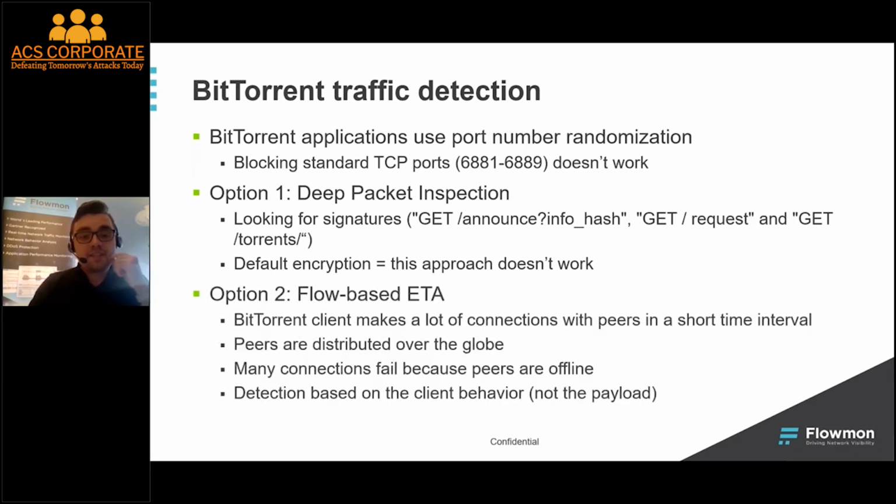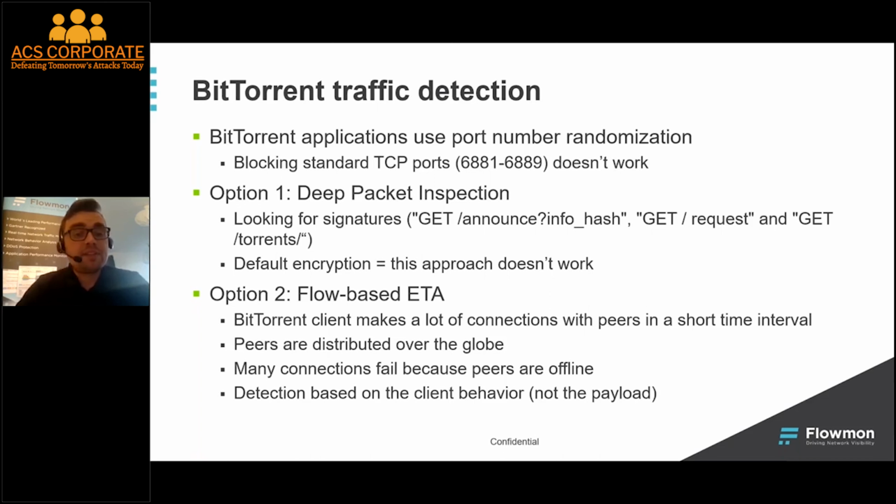Another option is to use flow-based encrypted traffic analysis, where every communication has some pattern. A BitTorrent client makes a lot of connections with peers in a short time interval. This is something detectable from the flow data, from the layer 3, layer 4 information. There is just a lot of computing behind it, and machine learning needs to be in place.